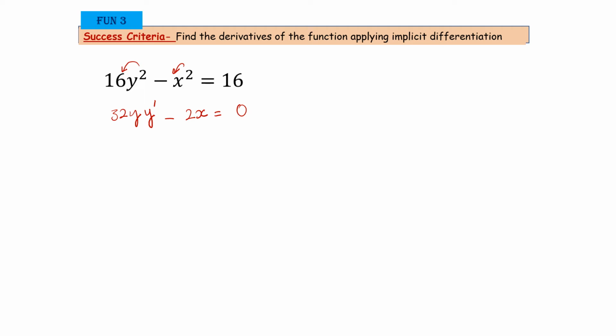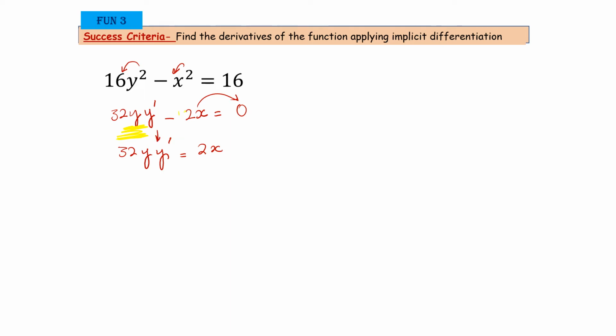Now keep the y prime term on one side, and bring the 2x to the other side. So we will write here 32y prime, and bring the 2x there. Minus 2x goes there, it gives you 2x. Now you want to solve for y prime.